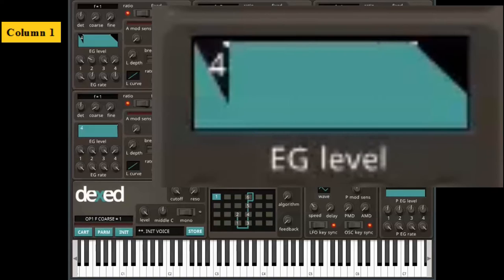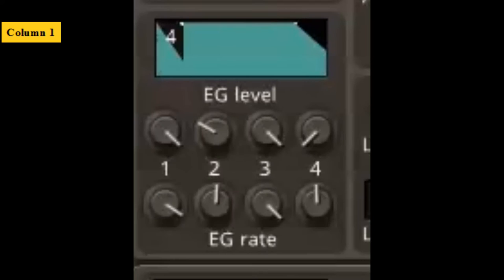Next thing I want to show you is a kind of echo effect caused by the envelopes. To create this effect, I decrease level 2 and choose a moderate rate 2, whereas level 3 and rate 3 have to be at high values. Rate 2 determines the time between the original sound and the echo. Level 3 determines the volume of the echo.